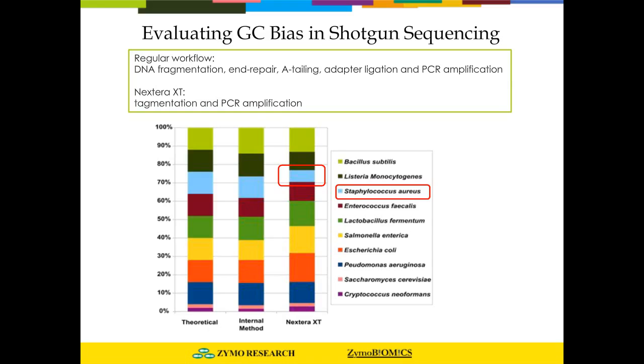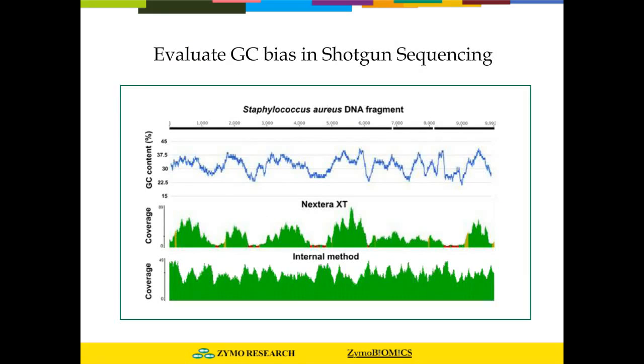And this organism happens to be the organism that has the lowest GC content in our standard, which only has about 32.7%. By mapping the raw sequencing reads against the reference genome, one can visualize GC content variation and sequencing coverage side by side. And this figure focuses on a 10 kb region from the genome of Staphylococcus aureus. The panel on the top shows the GC content variation, and the bottom 2 panels show the sequencing coverage variation.